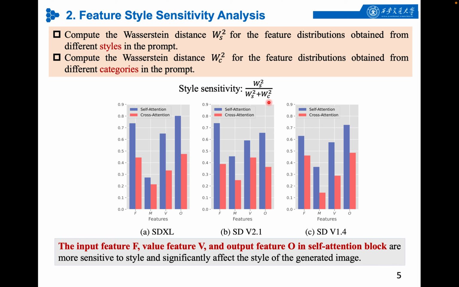We analyze features extracted using three popular latent diffusion models. The results across all models show similar patterns. For the input value and output features of the self-attention module, the distribution differences due to style changes are much greater than those due to category changes, indicating that these features are more sensitive to style and significantly affect the style of the generated image.